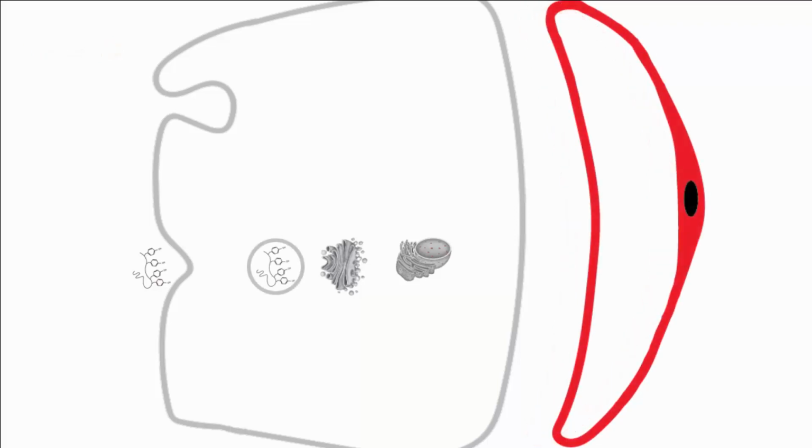On the basolateral membrane of the follicular cell, there are sodium-potassium pumps. Remember that this pump uses ATP to pump 3 sodium ions out of the cell for every 2 potassium ions that are pumped into the cell.